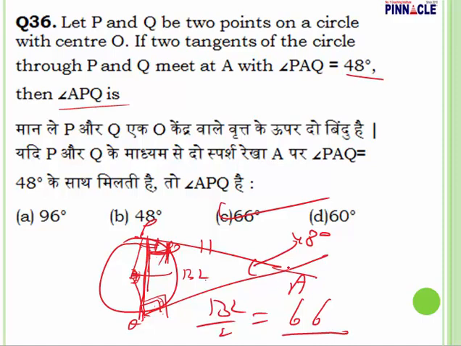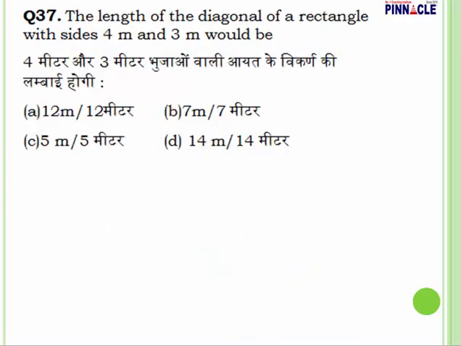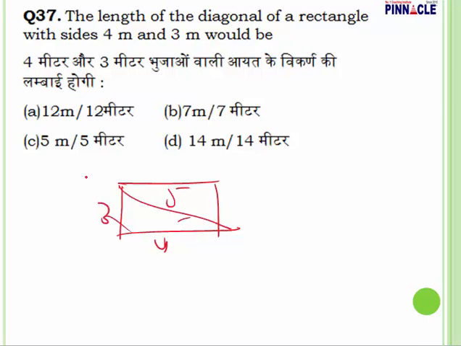Question number 37. The length of the diagonal of a rectangle with sides 4 m and 3 m would be 3, 4, 5. This is a triplet. Very easy question.